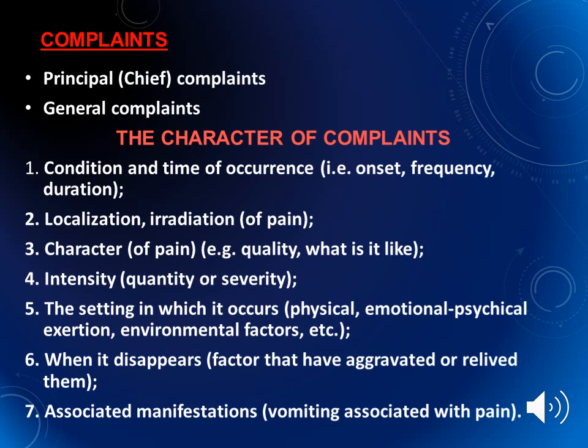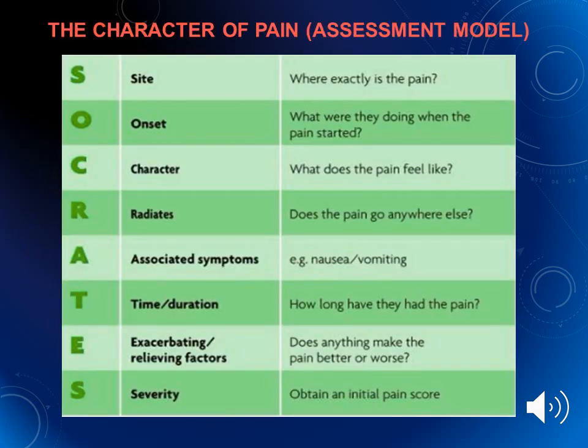What are the main characteristics of complaints? First is condition and time of occurrence. Second, the localization, radiation of pain, for example. The character of pain, quality and what was it like, intensity of pain, the settings in which it occurs and when it disappears, and what are the associated manifestations, for example, pain followed by the vomiting.